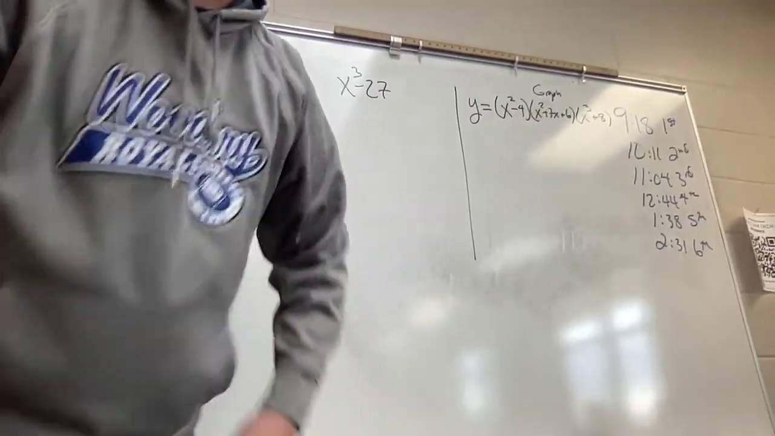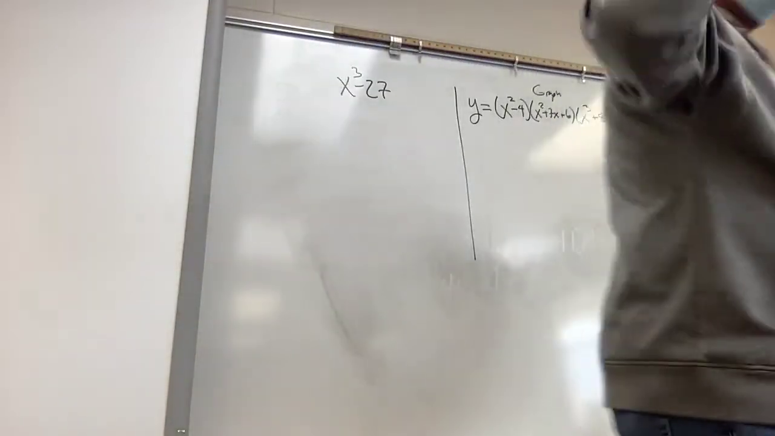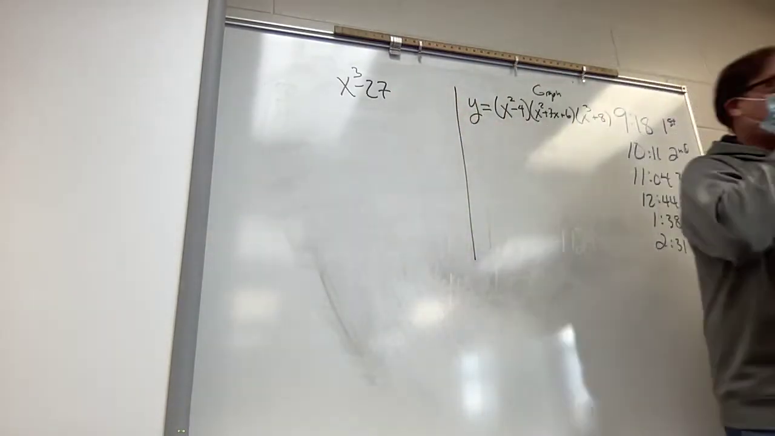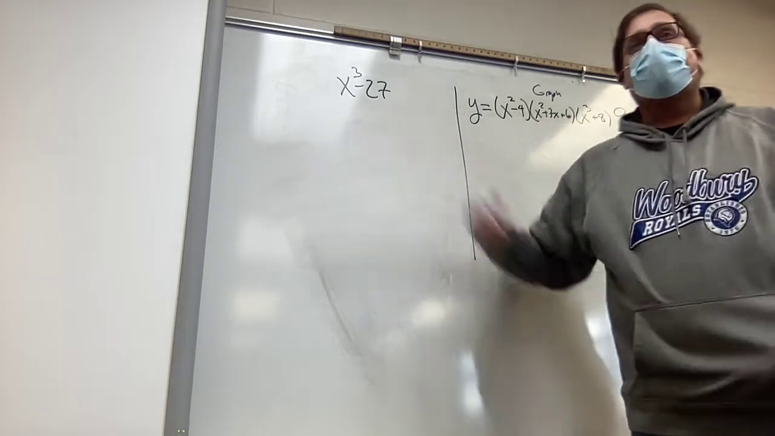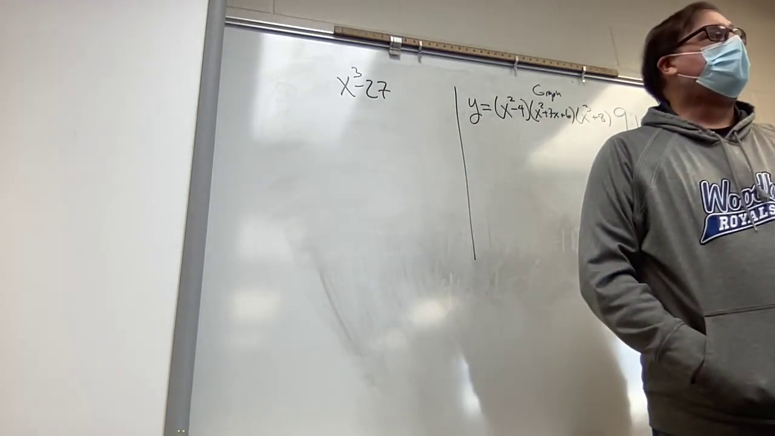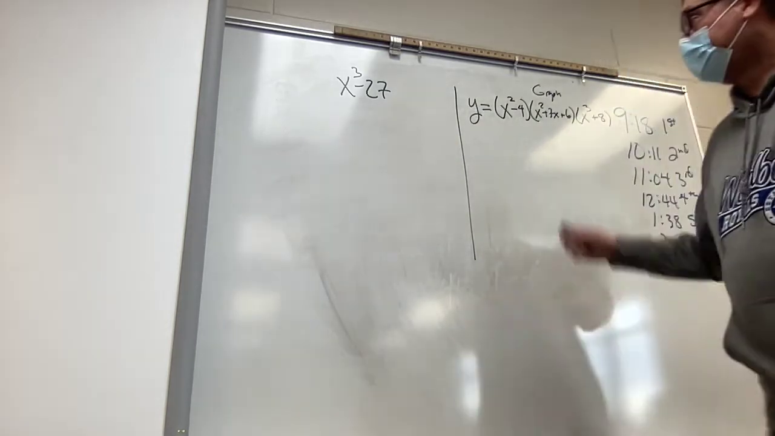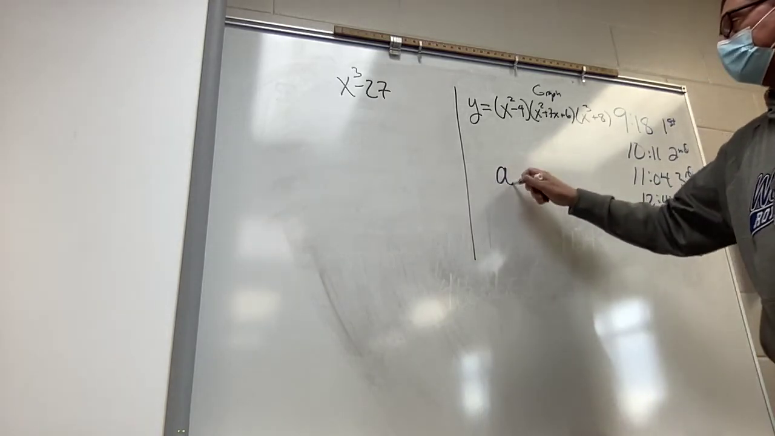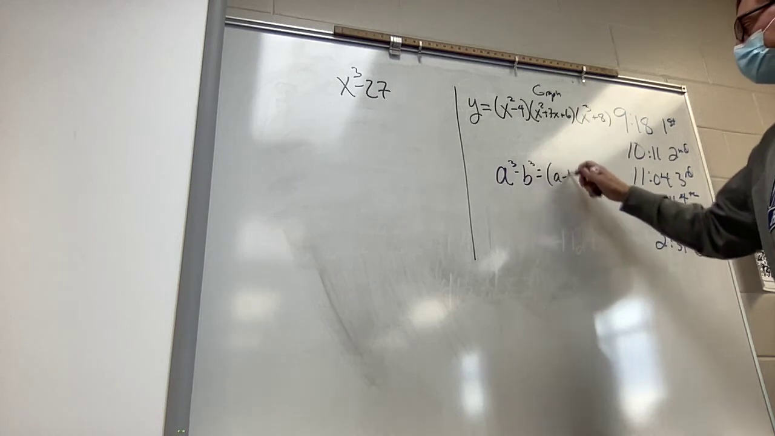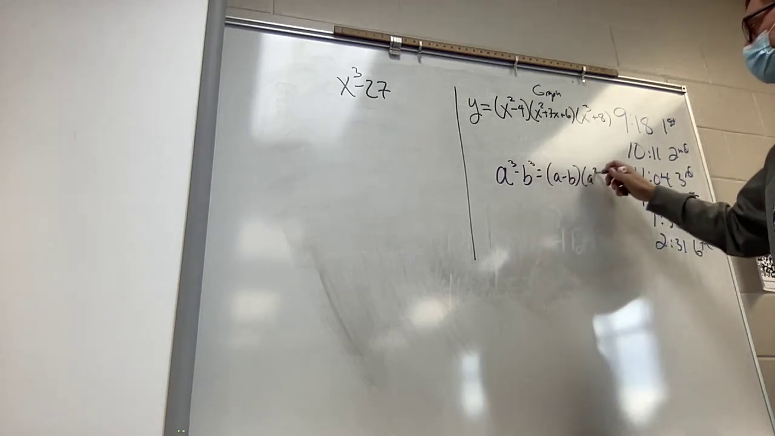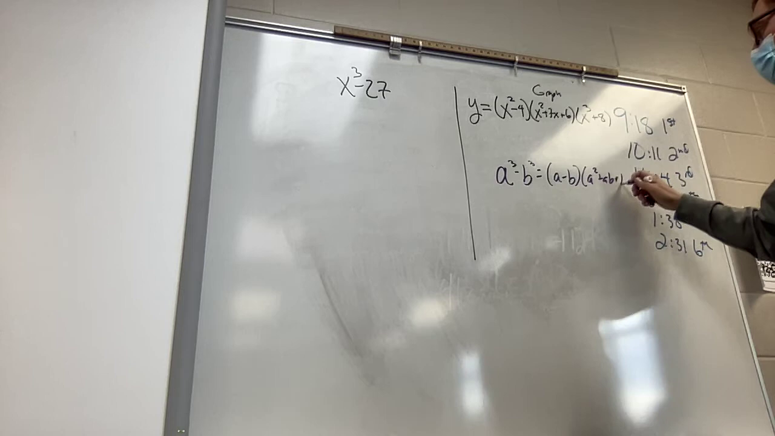All right, cool. This is the brand new one. And say yes or no, I'm requiring you to memorize the formula. No. The answer is no. And the formula we're going to use is a cubed minus b cubed equals a minus b times a squared plus ab plus b squared.